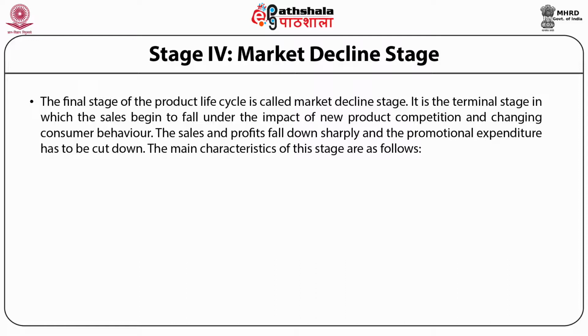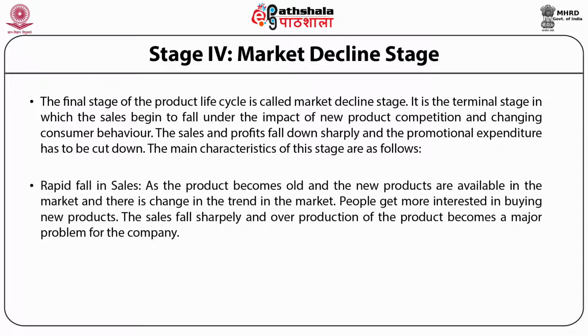The main characteristics of this stage may be the rapid fall in sales as the product becomes old and new products are available in the market, and there is a change in the trend in the market. People get more interested in buying new products. The sales fall sharply and overproduction of the product becomes a major problem for the company.